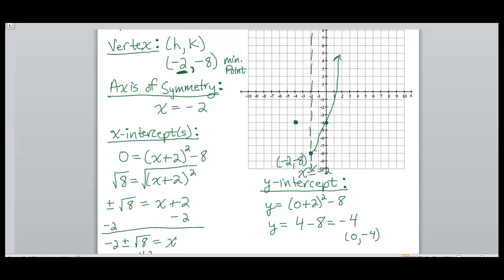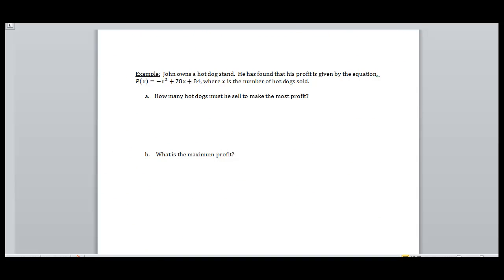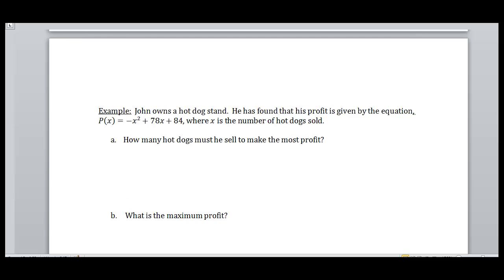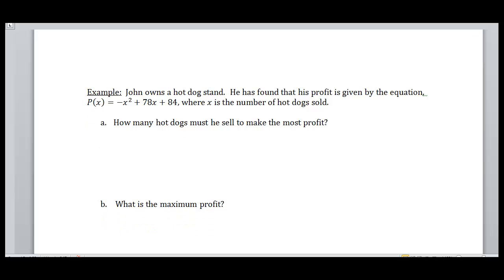All right, and so now here I'm going to draw my parabola as best as I can, and there we have our parabola. All right. The last example I want to look at involves an application of quadratic equations. And this application deals with maximums and minimums.